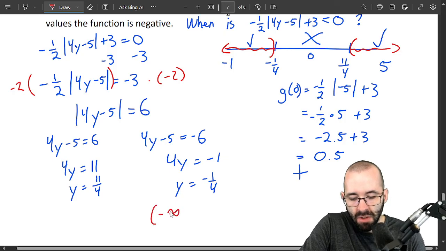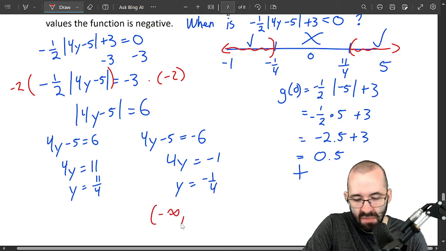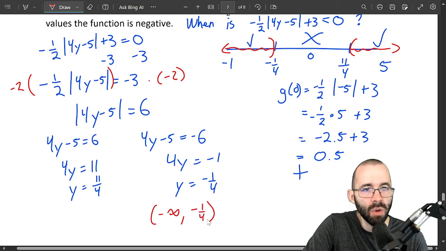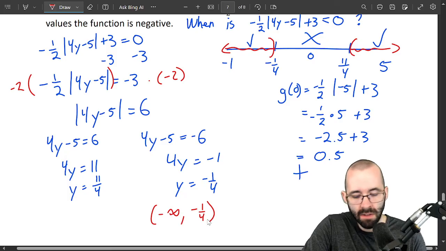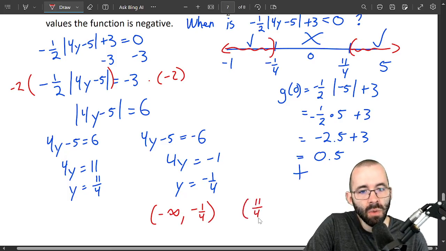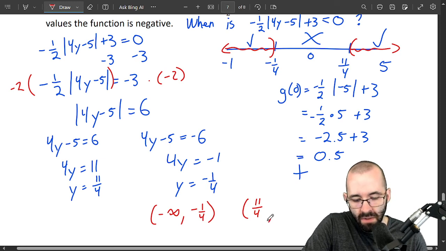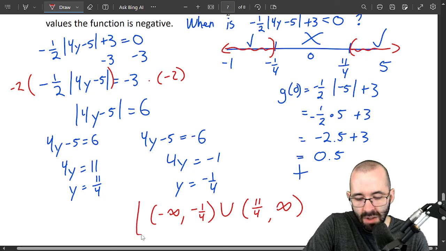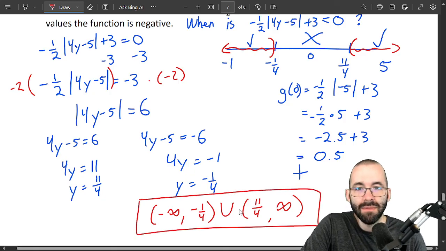That first interval, we can be as small as we want, up to negative 1/4. We're not including negative 1/4. We don't want it to be equal to 0. The right interval, we can start at 11/4, which is 2.75. And we can get as big as we want. We can be on either piece, so we'll connect it with the union sign. Good review here on interval notation.